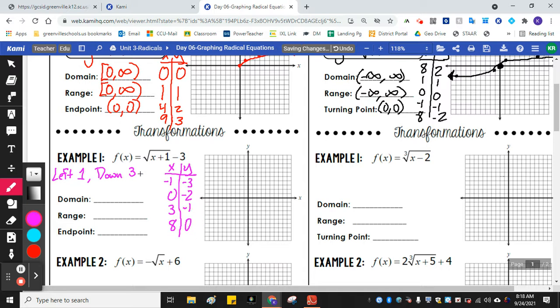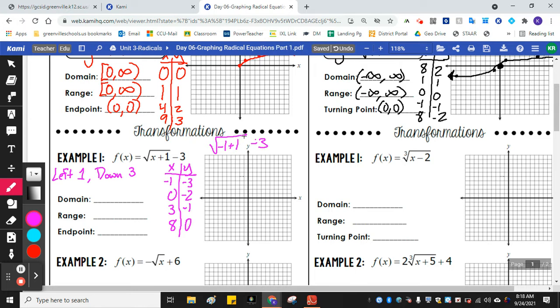Or you can just plug in points. If you try to plug in 0, you get negative 2. If you plug in 1, you'll get a decimal because you'll get like the square root of 2. So that's why I moved my x values left or right, depending. And then if you move those x values left or right, you can just plug it in, like the square root of negative 1 plus 1 minus 3. Well, this is 0.